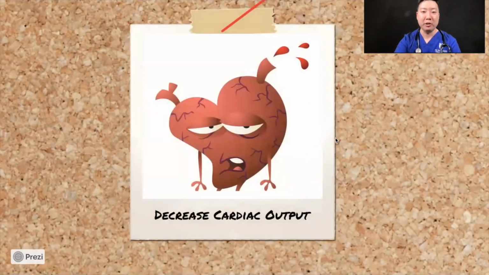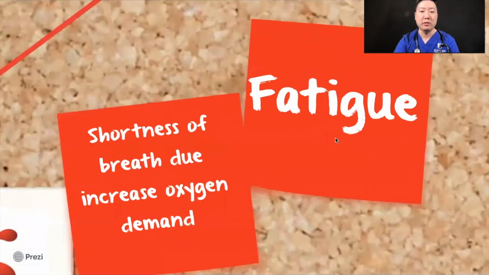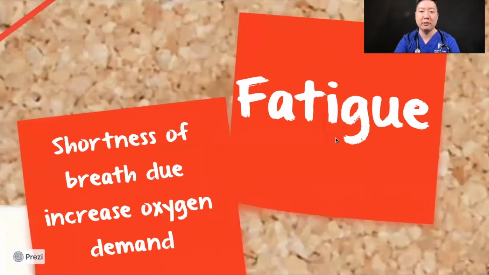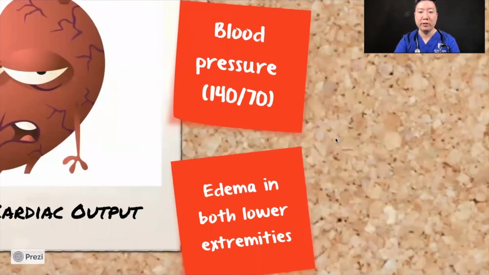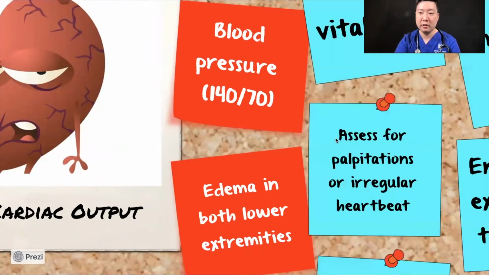Hi, I'm Detective Hak. I'm still working on Mrs. Yates' case. So the second diagnosis is decreased cardiac output. Here's subjective and objective data. So she's still fatigued due to poor perfusion. She has shortness of breath due to increase in oxygen demand. Her blood pressure is 140/70. She still has edema in both lower extremities.